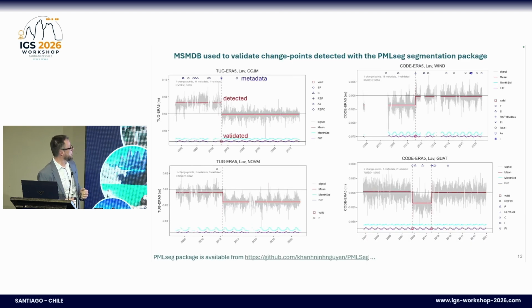So these are a few examples of the use of this metadata. It was actually the first goal of this work: to have metadata to validate jumps that we see in time series. And this is, again, on the tropospheric delays. The time series show the differences with ERA5. And the jumps you see are actually detected automatically by a software package that we developed. And metadata help to validate some of these changes. Of course, in some cases we don't have metadata, or maybe they are wrong, as I mentioned before.